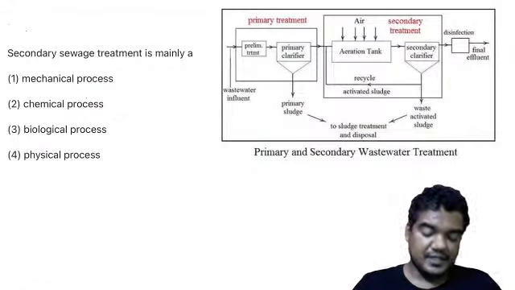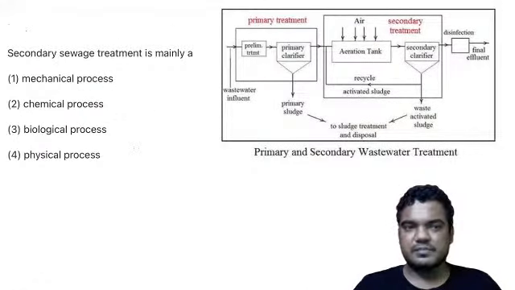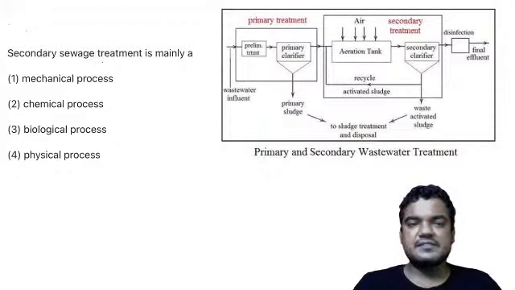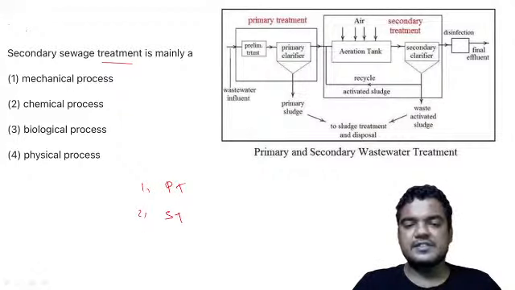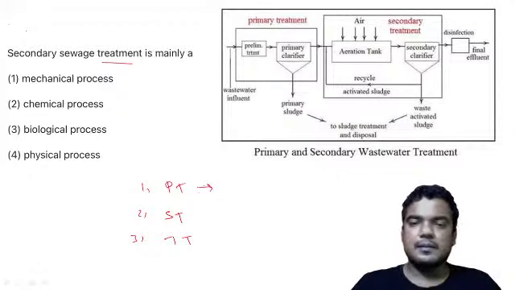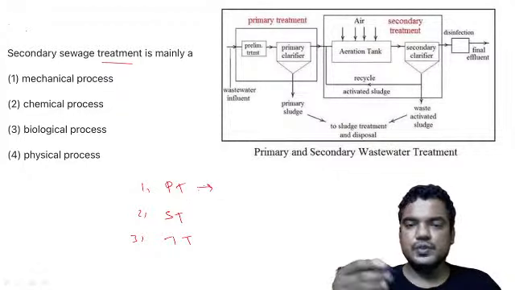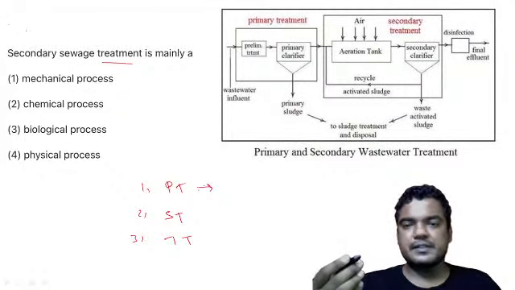Now let us see another important question from this chapter. Secondary sewage treatment is mainly a, so what is the secondary sewage treatment? We know that the sewage treatment is divided into two phases, the primary treatment and the secondary treatment. In some countries, even the tertiary treatment is also done. So in primary treatment, only the physical methods are applied to separate the primary sludge.